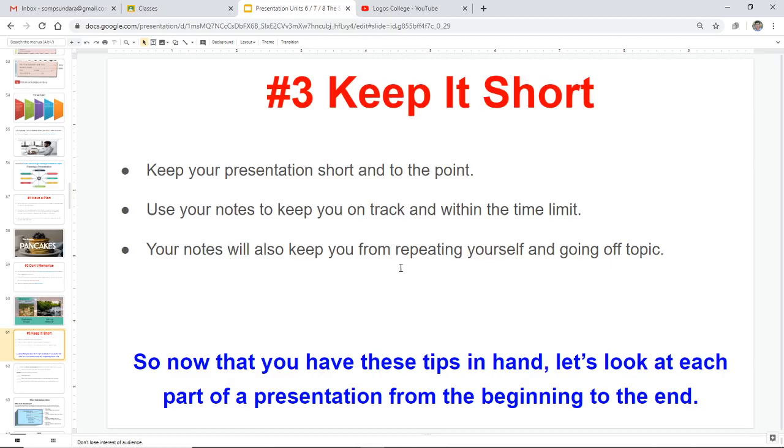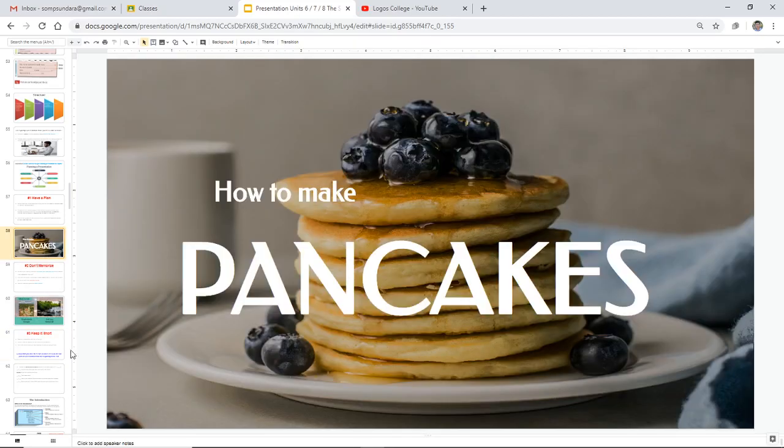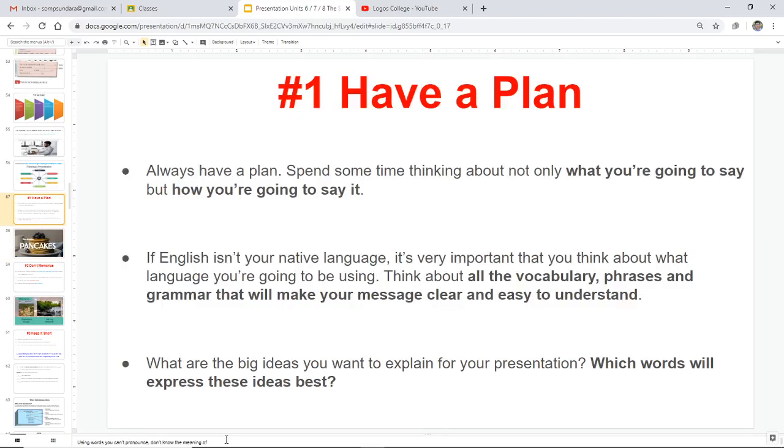Your notes will also help you from repeating yourself and going off topic. All right? And if you go off topic or you repeat yourself, all right, your audience is going to lose interest in you and they'll become bored. All right. Look down here. See down here? See these notes? So I myself use notes, and it says don't lose interest of audience. There's other notes I typed down here. So use words you can't pronounce, don't know the meaning of. So I use these little phrases, so these are my notes, to help me remember what I want to say to you.